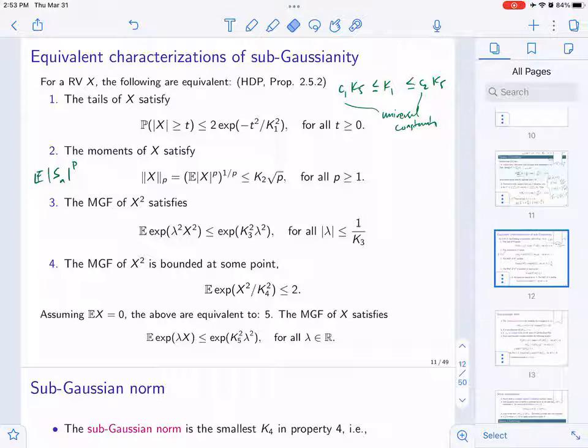So tails, moments, the MGF of the random variable, and the MGF of the square of the random variable. These are the interesting characterizations. And a lot of it follows by doing a Taylor expansion of the exponential near 0, or proper inequalities involving exponentials and such. Questions?